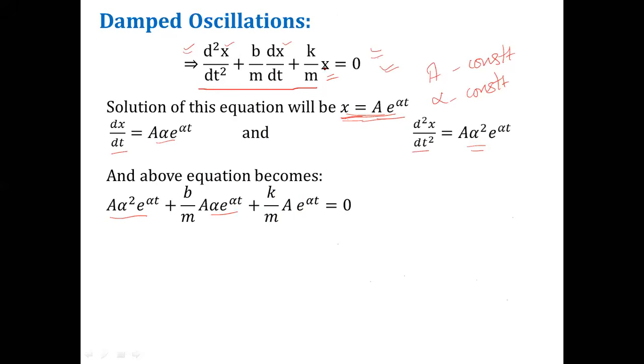A e raised to power alpha t is your x here. From this expression, you can take a e raised to power alpha t common out, right? It's there in all three terms. If you do that, this is what you will get. Now, there are two scenarios. Either this term is equal to 0 or the term within the bracket is 0. If this term is equal to 0, that means your x is permanently equal to 0, which would be a trivial solution, which is not an interesting solution from our point of view.